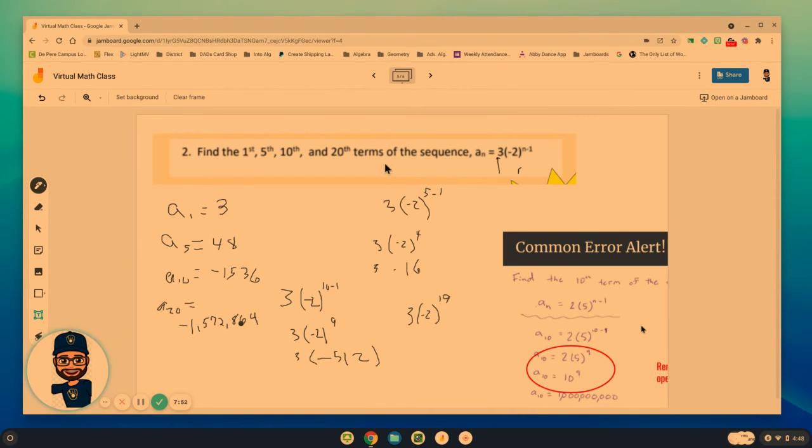So again, this explicit formula is so much more helpful to get to that 20th term. I didn't want to have to do all the 19 previous ones to figure it out. Okay, that's what we use explicit for.